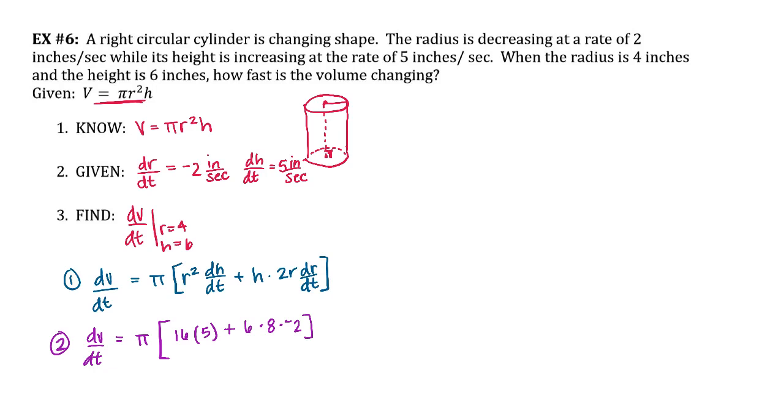All right, and so let's see if we can't simplify this down. Now, if this was free response, you would leave it alone, but if it's multiple choice, you're going to have to simplify some. So let's see, we're going to have 80 minus 96, and so it looks like here we're going to have -16 pi, and it's volume, so it's inches cubed per second.